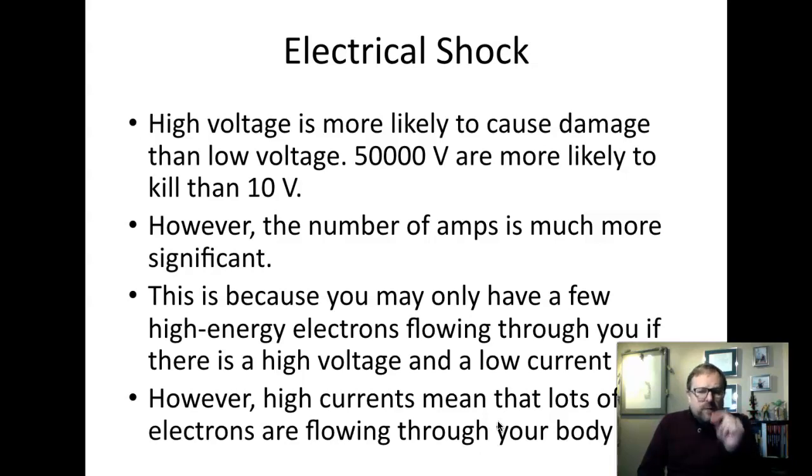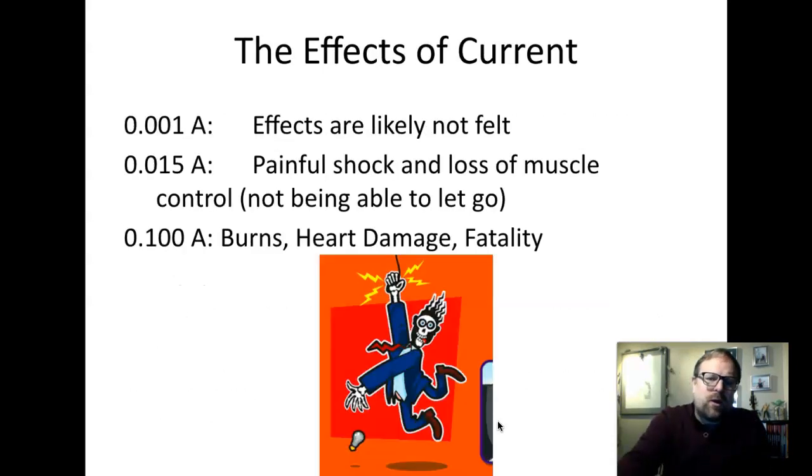Okay? However, we need to remember, high voltage is dangerous, but the number of amps is much more significant. How many amps are running through that circuit is much more significant, because you may only have a few high energy electrons flowing through you if there's high voltage and low current. However, if there's high current, that means there's lots of electrons flowing through your body at that point. More potential for disrupting what's going on in your body.